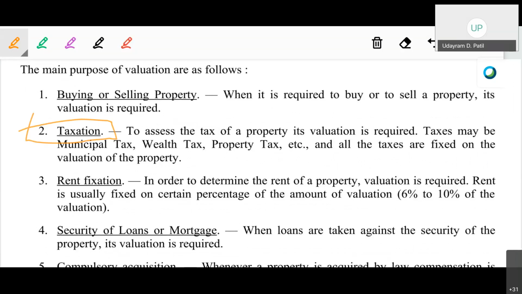Whether it is income tax, property tax, or wealth tax, there are multiple municipal taxes as well as central taxes. So depending upon the valuation of the property, that particular tax will be defined. Depending on the asset value, my income tax will be defined.